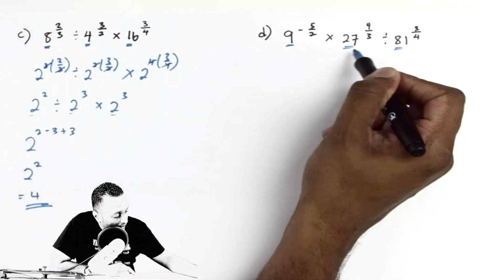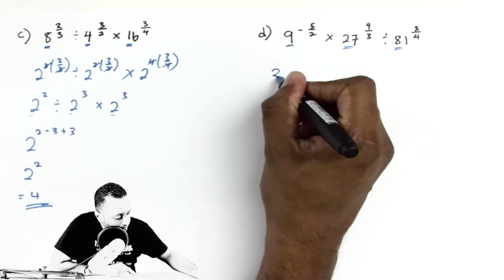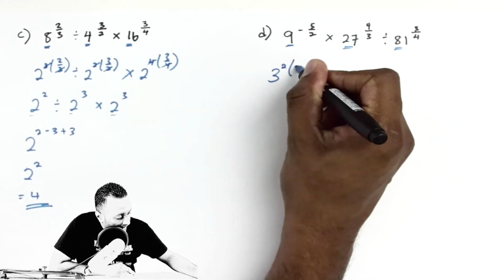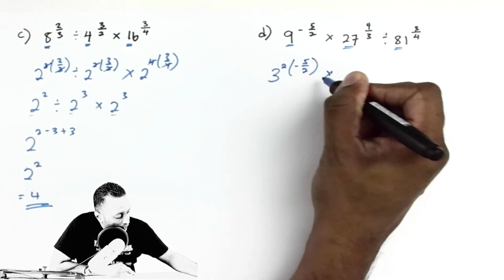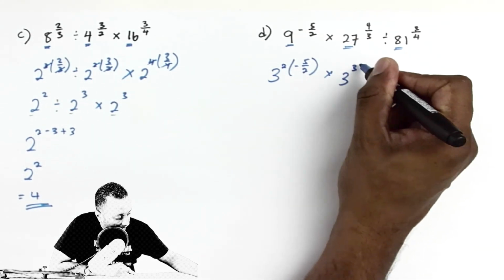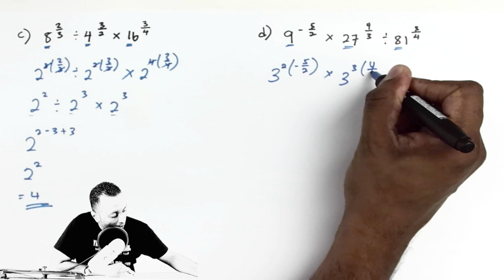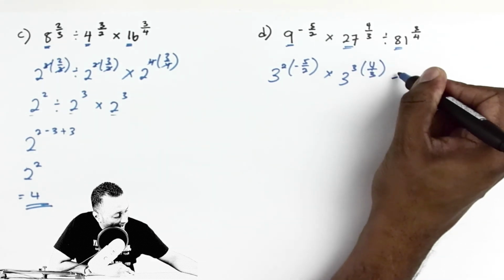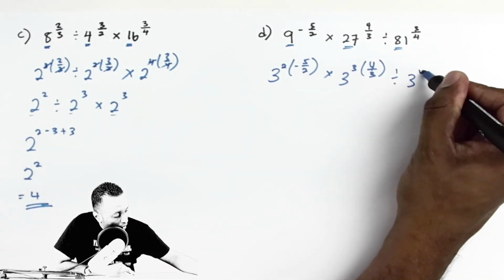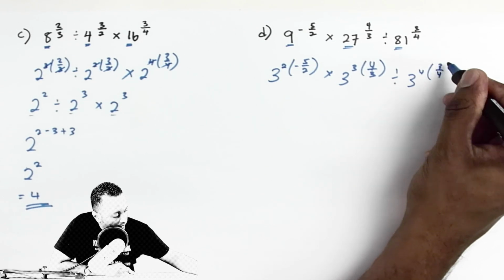So kita ada 9, 27, 81. So we change it to 3 power 2, which is negative 5 over 2 here. And then times 27 is 3 power 3. You can get 27. It's 4 over 3 outside here. And then divide with 81 is 3 power 4. And you can get 3 over 4 here, right?